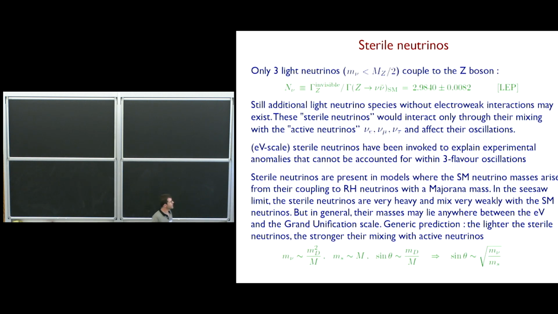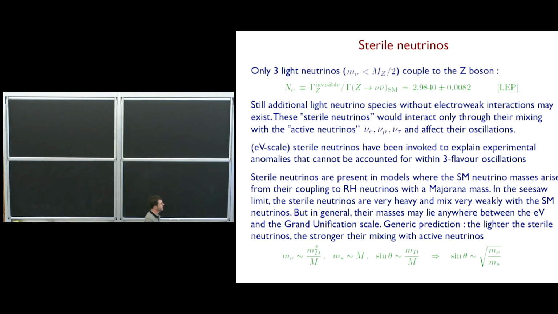Okay, so let me start with sterile neutrinos. As is well known, and as also said by Gabriela, we know from LEP that there are only 3 active neutrinos, active meaning coupling to the W and Z bosons. This is from the measurement of the invisible decay width of the Z boson at LEP. But we could have additional neutrino species that have no weak interactions, the so-called sterile neutrinos.